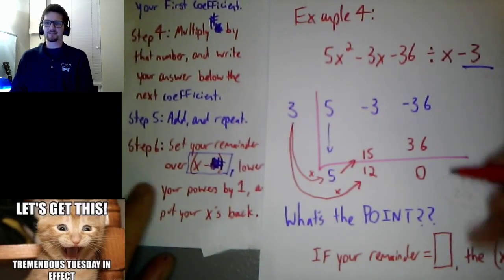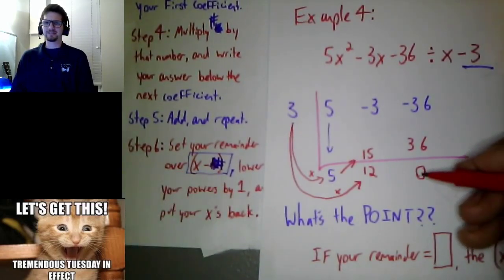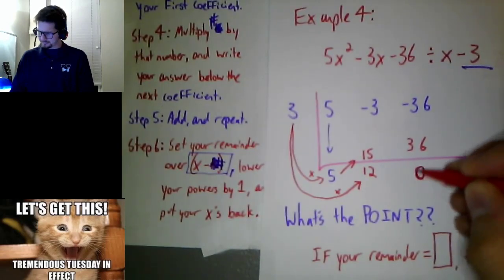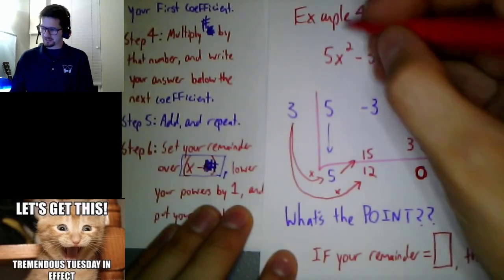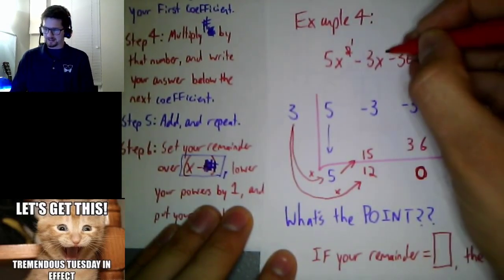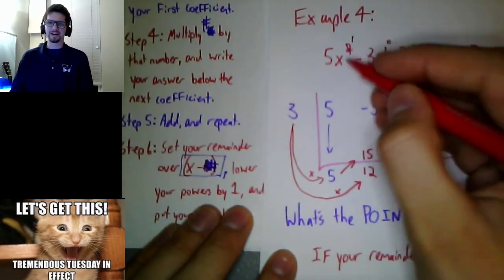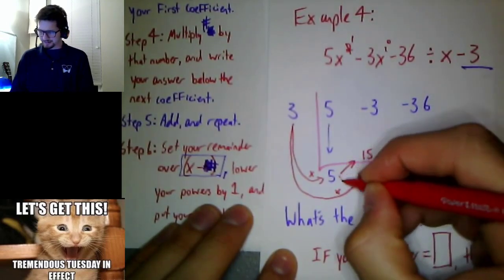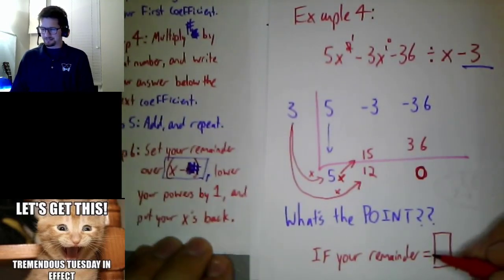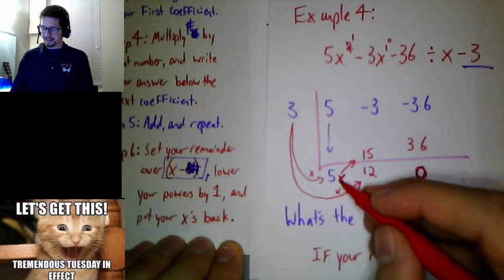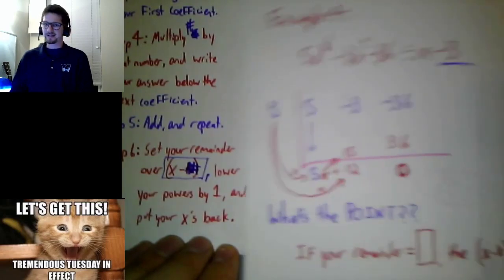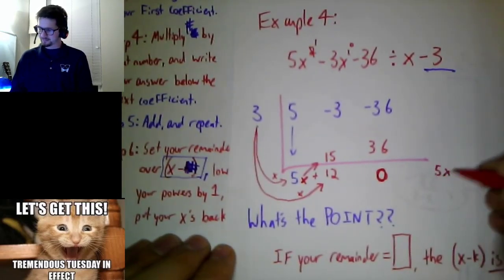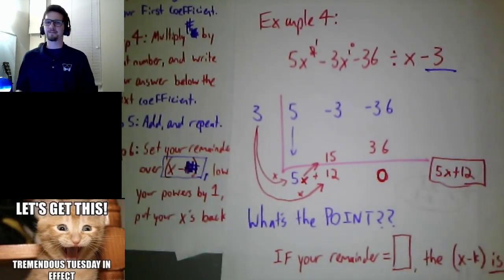Step 6, set your remainder over x minus your number. Do I have a remainder? No, I don't. Lower your powers by 1, so my squared turns into a 1. My 1 turns into a 0, so I only have 1x left. So I'll plug that in here. And put your x's back. All right, so my x got put back. This is a positive 12. So my answer is 5x plus 12. No remainder, because my remainder was 0.